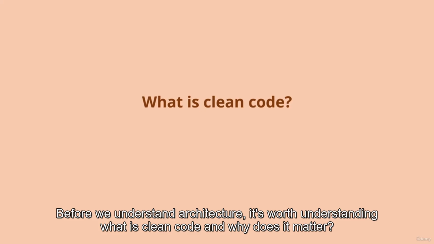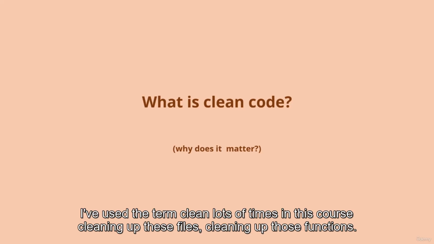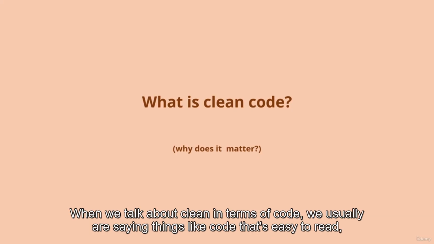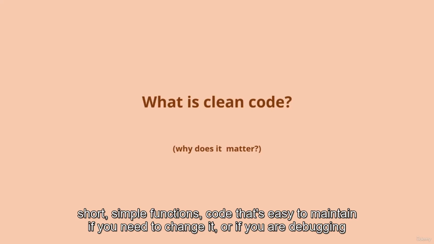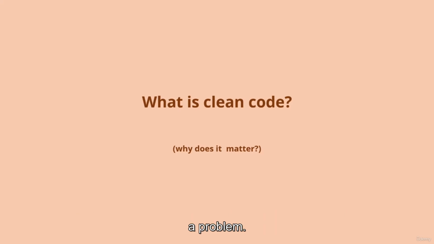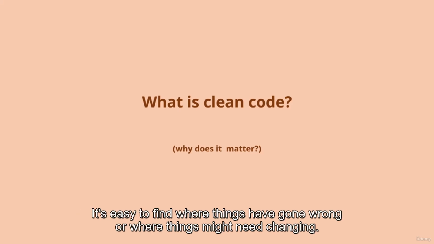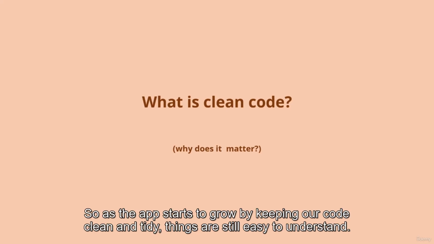Before we understand architecture, it's worth understanding what is clean code and why does it matter. I've used the term clean lots of times in this course, cleaning up these files, cleaning up those functions. When we talk about clean in terms of code, we're usually saying things like code that's easy to read, short, simple functions, code that's easy to maintain. If you need to change it, or if you are debugging a problem, it's easy to find where things have gone wrong or where things might need changing.